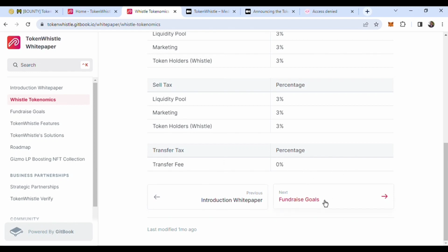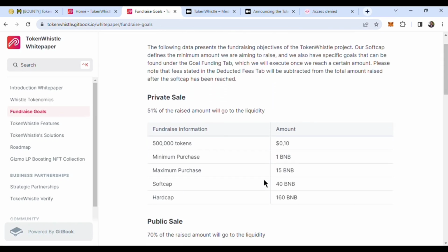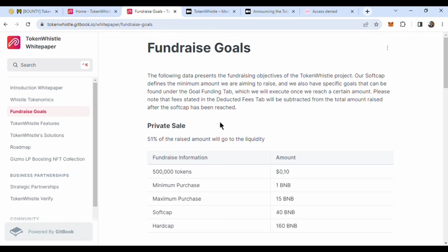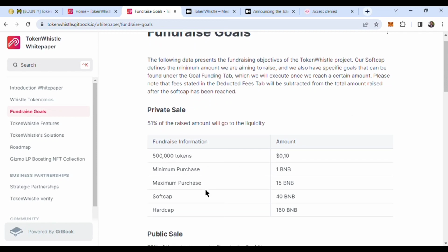Now we will learn about the fundraise goals of this platform. The following data presents the fundraising objectives of the total Token Whistle projects. Their soft cap defines the minimum amount they are aiming to raise, and they also have specific goals that can be found under the goal fundraise tab, which will execute once they raise a certain amount.